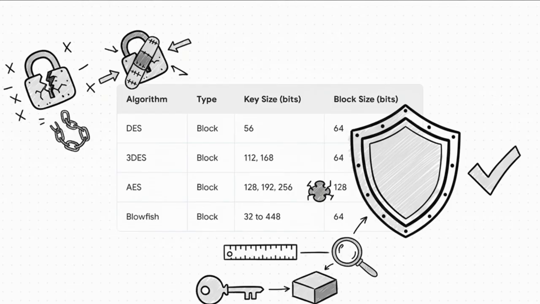And pay attention to those numbers. AES uses a 128-bit block and keys up to 256 bits. These little details are prime material for exam questions.